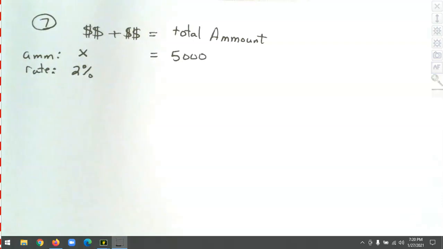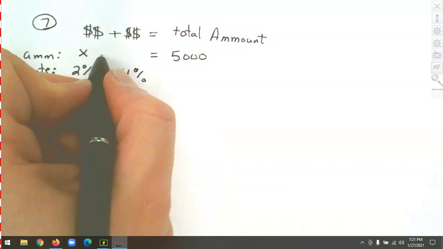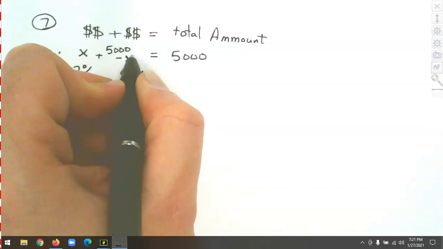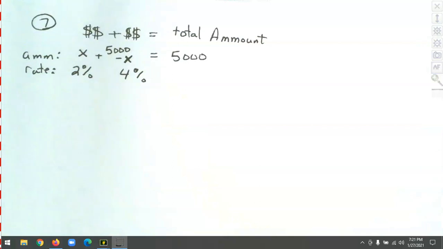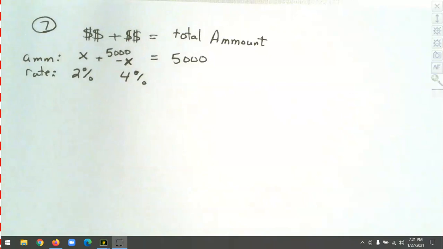Now, what about the next one? We're going to put money in a mutual fund. Do we know how much we put in that mutual fund? No. Now, we can't just use the X again. So what we're going to use here is 5,000 minus X. So why do we have 5,000 minus X? Because the sides should be the same. And if we put these together, what happens to our X's? They cancel. We got 5,000 equals 5,000, right? So we need to make sure we preserve our equality there.